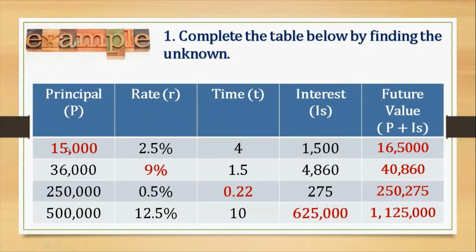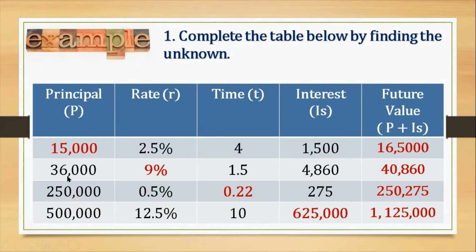Okay, again, that's 15,000 plus 1,500, that is 16,500. Okay, just cross out the other zero here. That's 16,500. It's just a typo error.